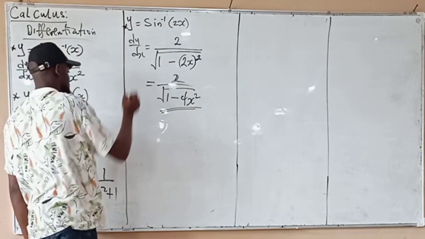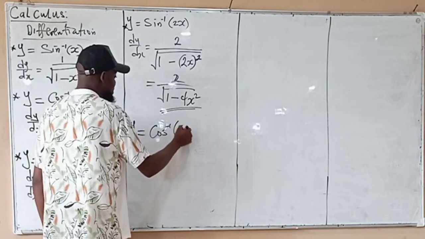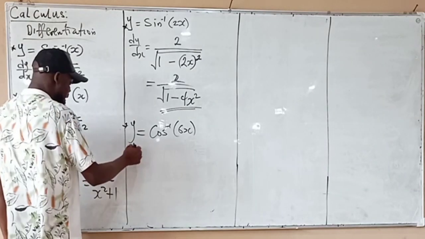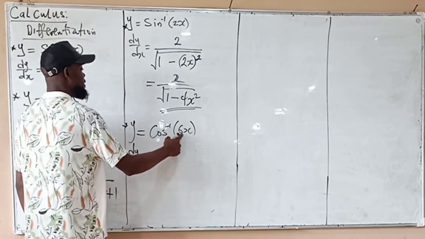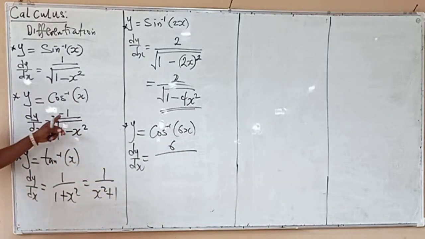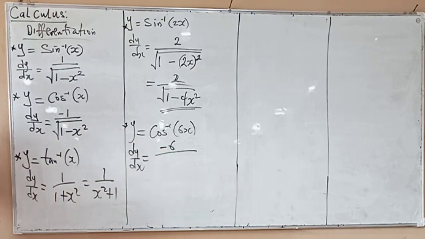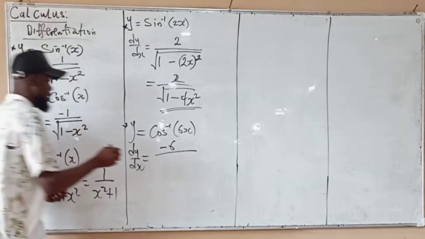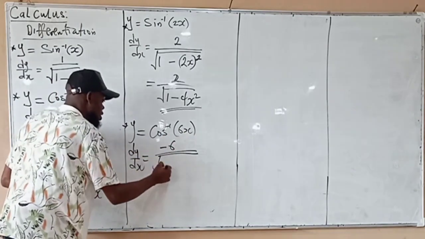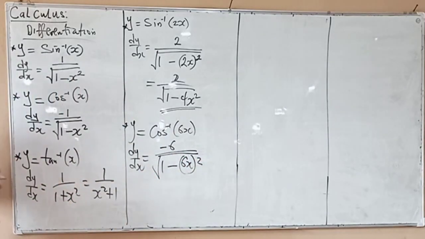Now, more questions. If y is equal to the cos inverse of 6x, dy over dx will be what? You differentiate 6x, we have 6 over. Now, remember, for cos inverse, we have minus. So this minus is still there. The minus comes from the derivative. So we are going to have minus 6 over the square root of what? 1 minus the same thing, 6x, and you square it. That's what you are going to have.